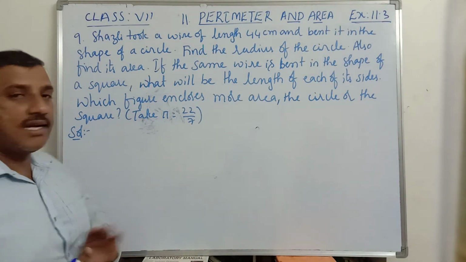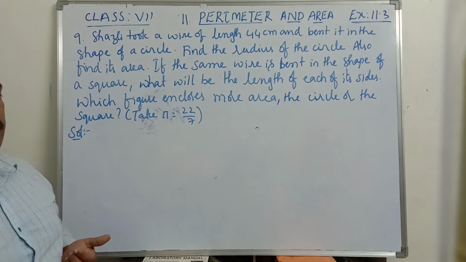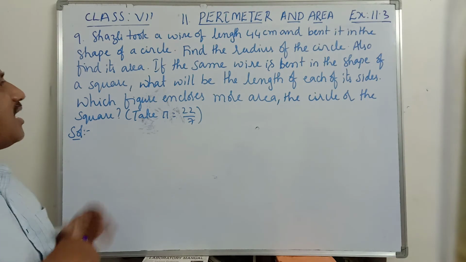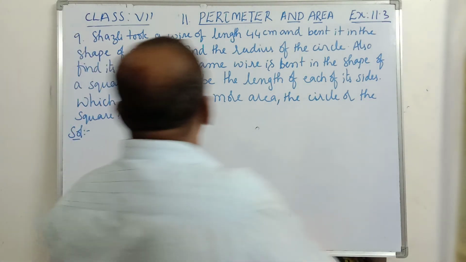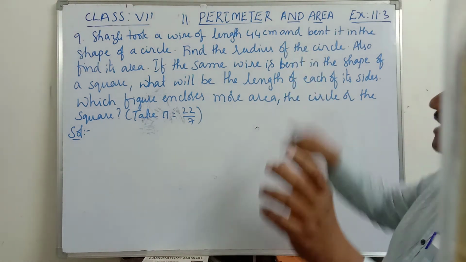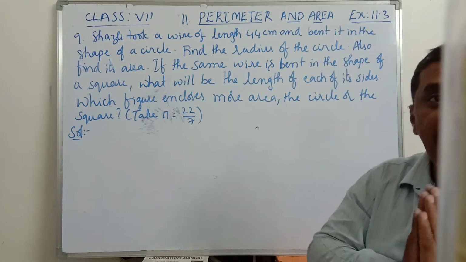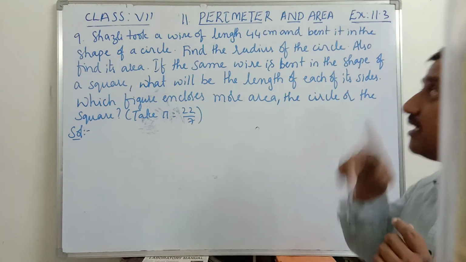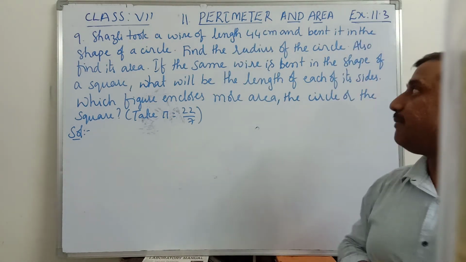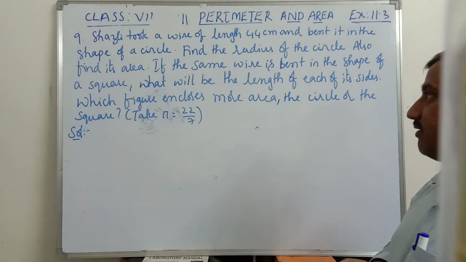Now we'll discuss the ninth question. Sazli took a wire of length 44 centimeters and bent it in the shape of a circle. Find the radius of the circle, also find its area. When that wire is bent in the shape of a circle, the length of that wire gives you the circumference of the circle. The circumference of the circle is indirectly given, which is 44 centimeters.